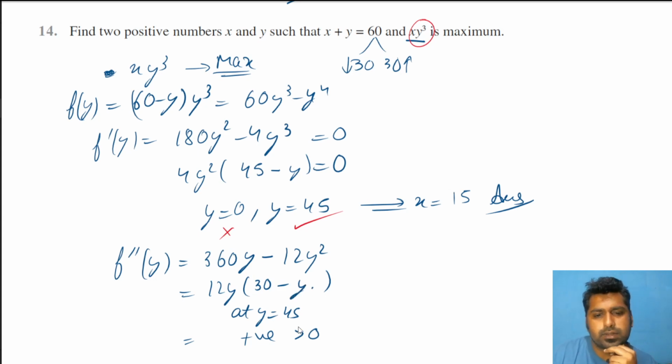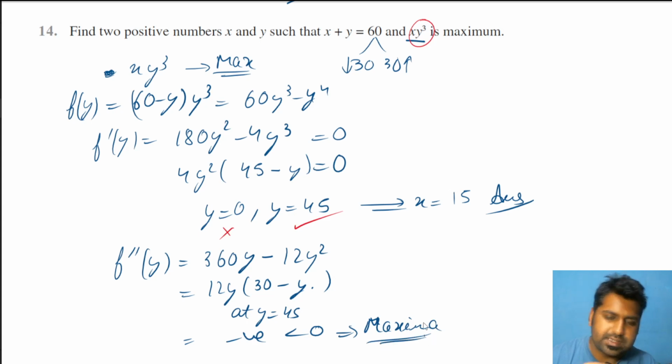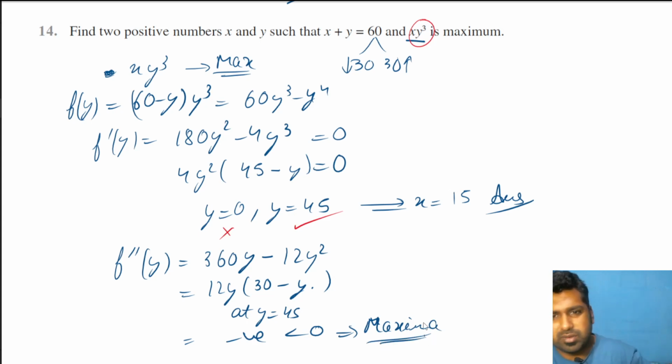Yeah, now it's correct. So if I put y as 45, the outside 12y is positive. So 30 minus 45 will make it negative. Yeah, now it's okay. So anyway, it's coming out to be negative, so that means less than 0. That means maxima. Though I already told you that if you are getting only one sensible value, that will be your maxima or minima. Okay.